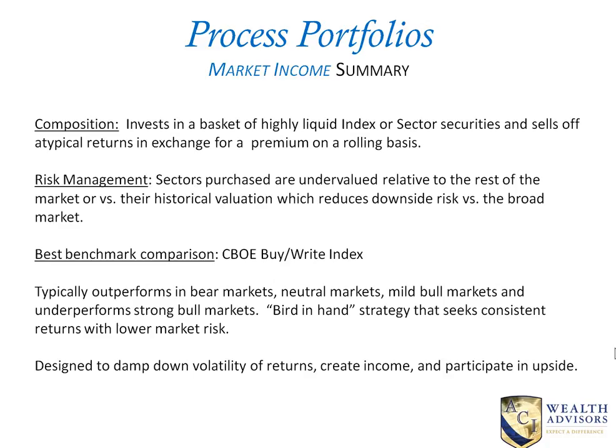Quick summary for those who maybe don't recall exactly what market income does. Basically, it invests in a basket of securities, and we sell off the atypical return for a premium. What that means in English is, in any given month, one of the securities we buy statistically is only going to return a certain amount. There are months where it's going to do a lot more than that, months where it's going to do a lot less, and months where it's going to do nothing. But we take advantage of that by selling off anything above the average return, and when we do that we collect a premium. An easy way to think about that is kind of collecting a synthetic dividend, if you will.